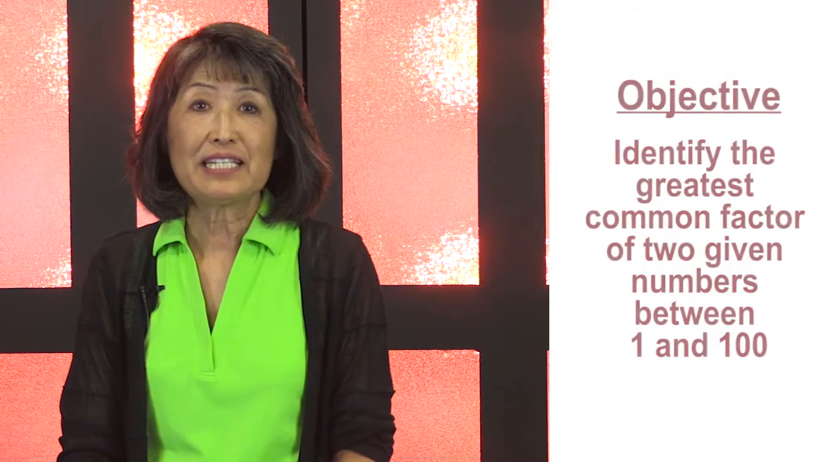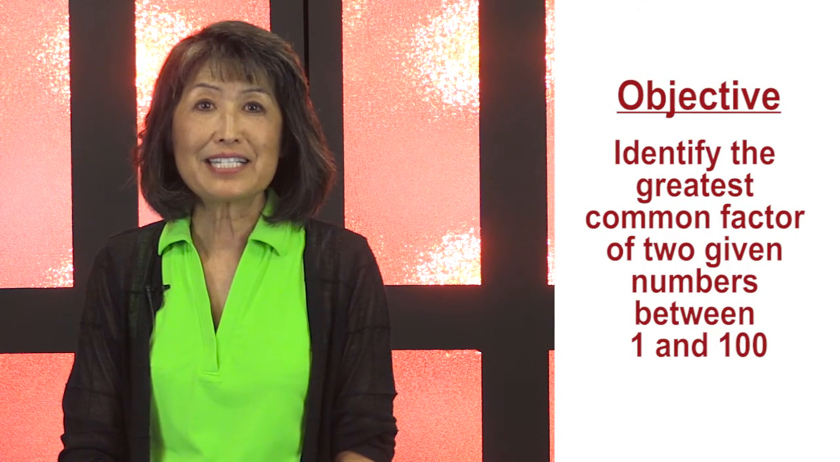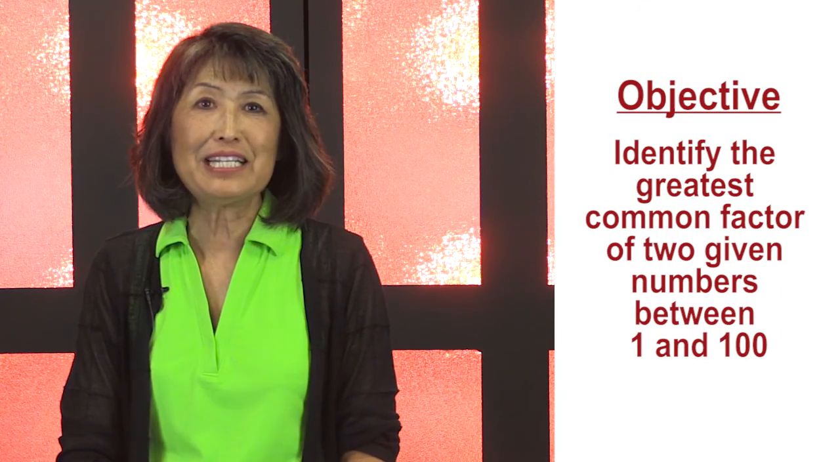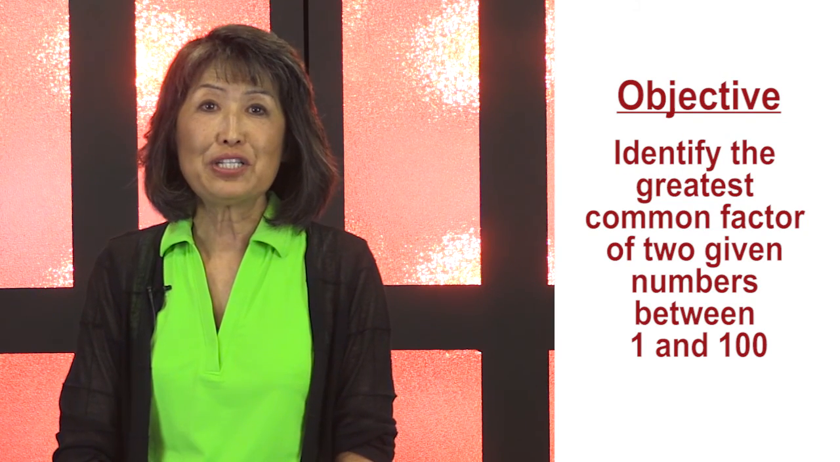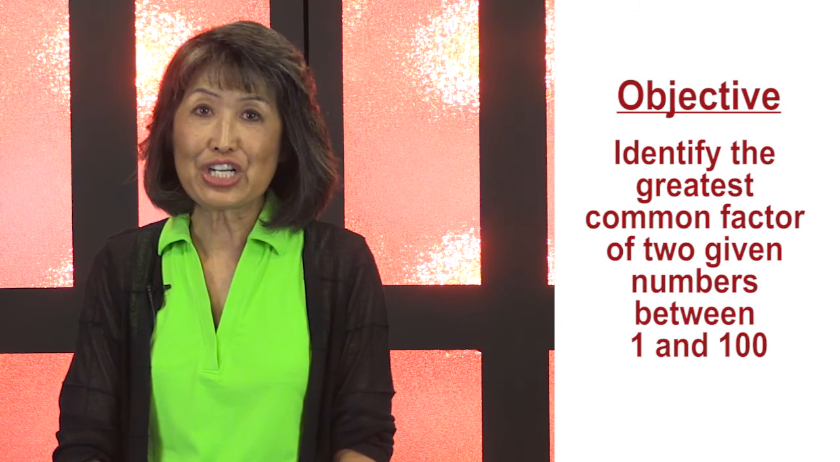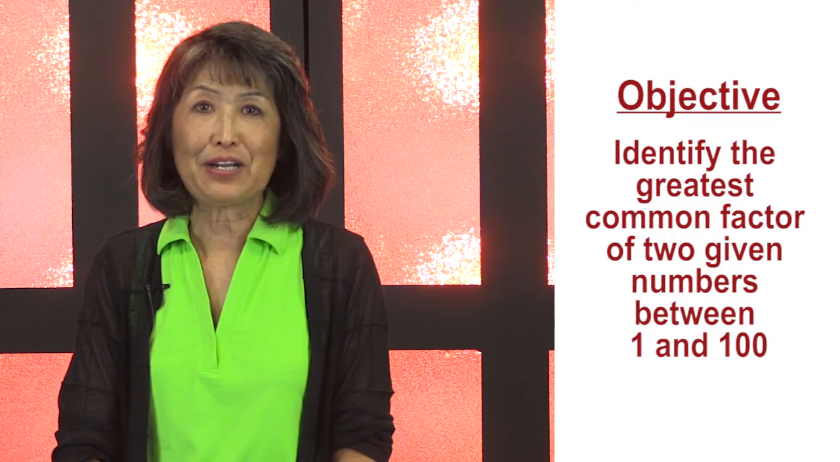The objective of this lesson was to identify the greatest common factor of two given numbers in the range of 1 to 100. We accomplished this by using rectangular arrays and T-charts to organize and compare the factors.